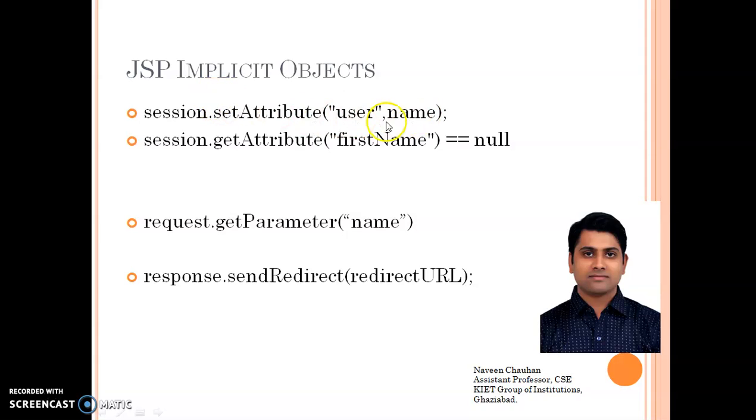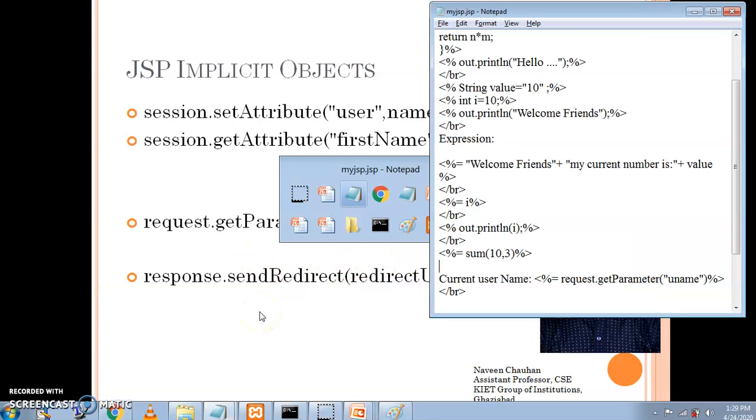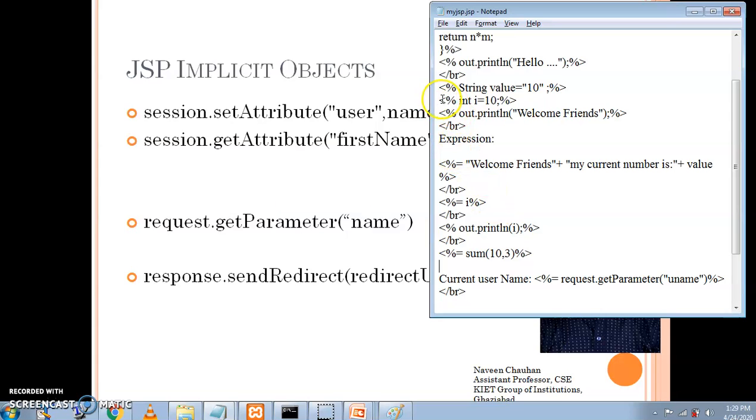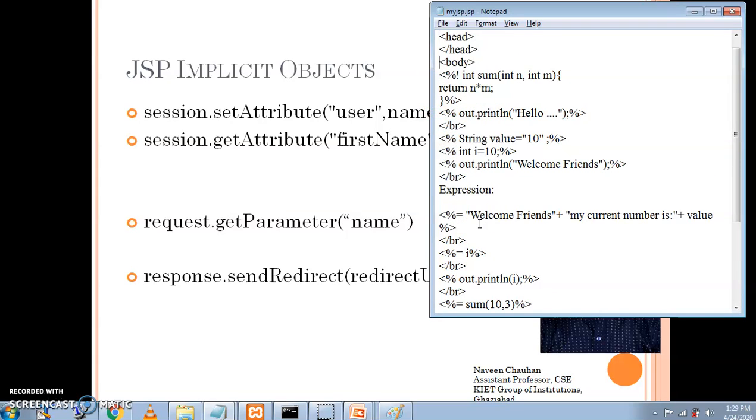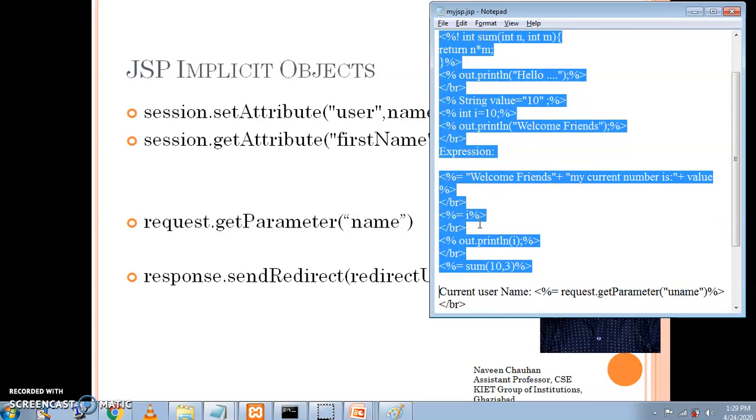I will show you a demo of how we can use setAttribute and getAttribute when we require the getAttribute method. The request and the response are two more implicit objects, and they have methods like getParameter and sendRedirect. These are very important for creating a dynamic application. For this example, I'm just deleting all the contents which are not required anymore, right?